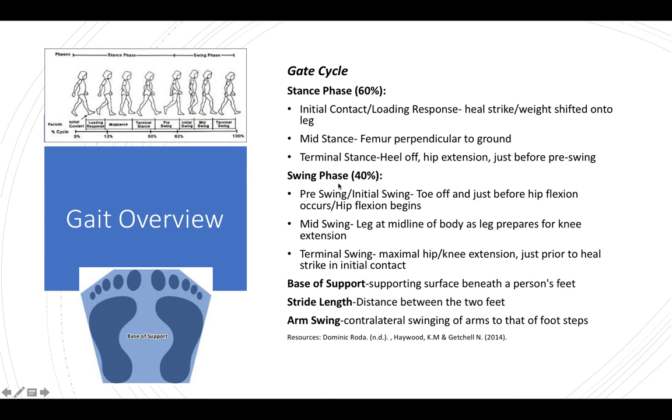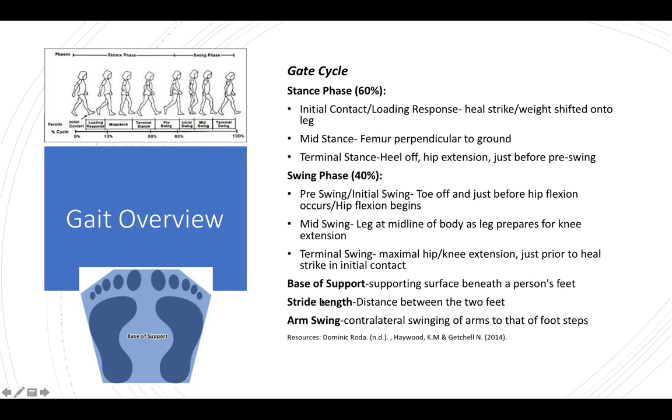With the swing phase, as I said, it accounts for 40%. We first see the initial swing, which is the toe off, just before hip flexion occurs. Basically, you see it here in the pre-swing with the toe off. In mid-swing, we see the leg at the midline of the body as the leg prepares for knee extension. And finally, in terminal swing, we see maximal hip and knee extension, just prior to the initial contact, which we see again in the beginning.